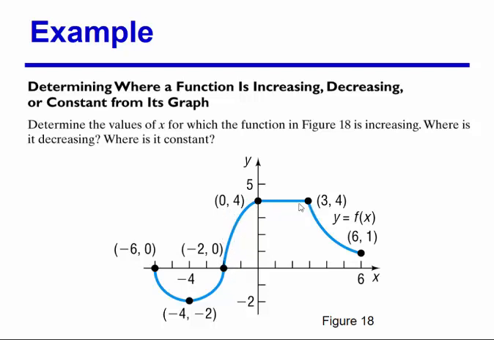From (0, 4) to (3, 4), the function is constant. And then from (3, 4) to (6, 1), the function is decreasing. Again, 3 is less than 6, and 4 is greater than 1, so therefore the function is decreasing.